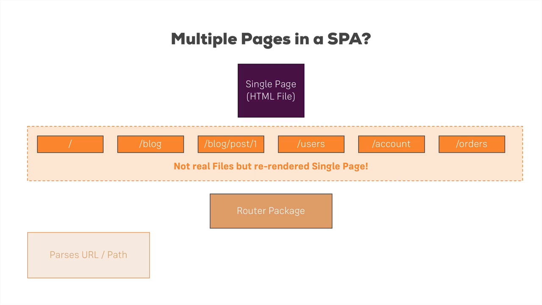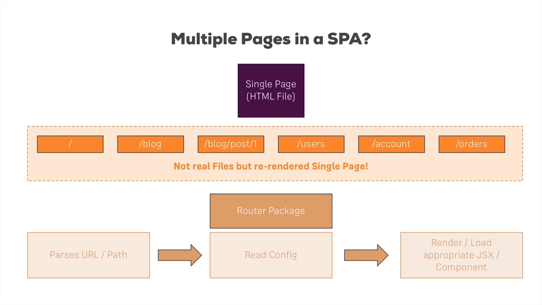First of all, of course, it has to parse the URL, parse that path to understand where the user wanted to go to. Then we as a developer have to configure different paths in our application which we support. And the router package can then read our configuration basically, so that it knows which paths are supported and what should happen when the user visits one of these paths. This is the third step. It will then render or load the appropriate JSX or component code depending on which path the user visited.